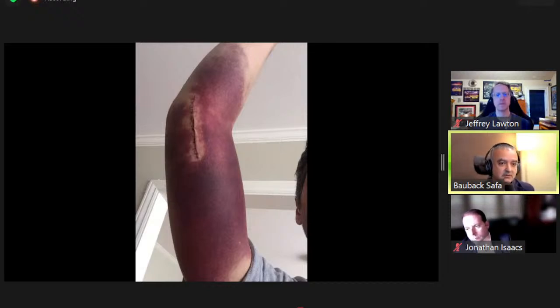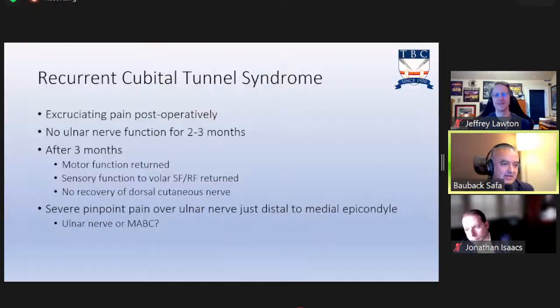Every additional operation requires a longer incision, generally speaking. So now here we are. He's got excruciating pain. Eventually his motor function returned, and most of his sensory function except for the dorsal branch. He had incredibly severe pinpoint pain right distal to the medial epicondyle. So the question is, what's this from?